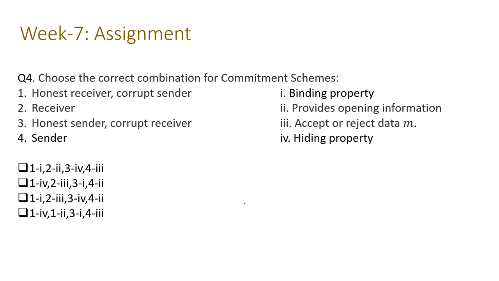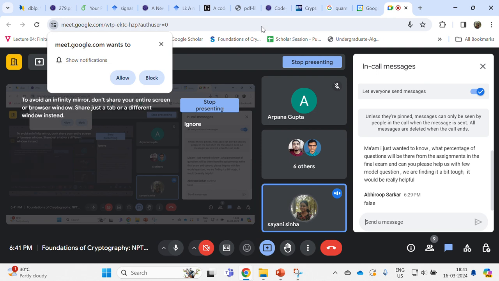So what about this question? Honest receiver, corrupt sender. Someone may quickly type in the chat. I will wait for your answer. Just give me 2 minutes. You can put your answer in the chat box in the meantime.